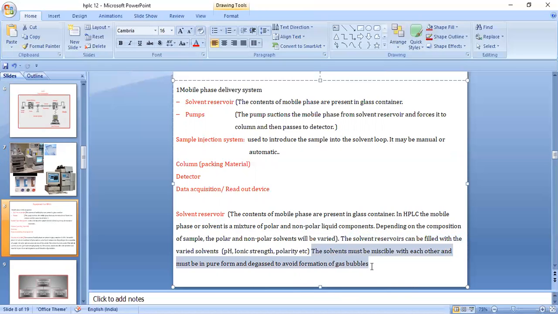But the important thing about the solvent reservoir is that the solvents must be miscible. That is, whichever solvents you take should be miscible with each other. Their miscibility should be high. And second, they should be in a pure form. There should be no impurity present in a solvent. Then one more thing, that they should be properly degassed. It can be done either by passing an inert gas, or by sonication, so that the gas bubbles can be removed, which, if not degassed, may result in a blockage of the pipes.